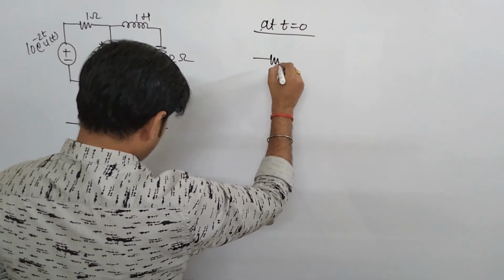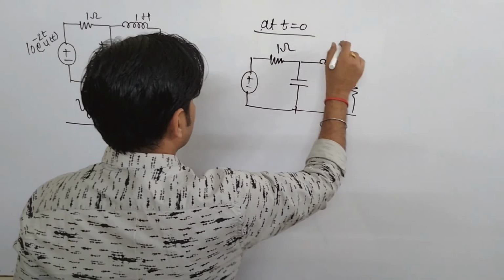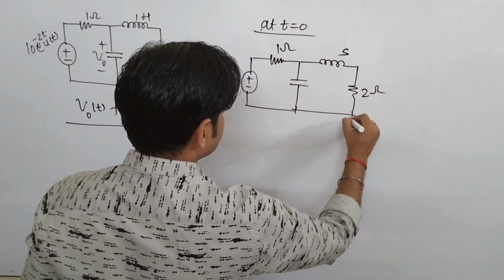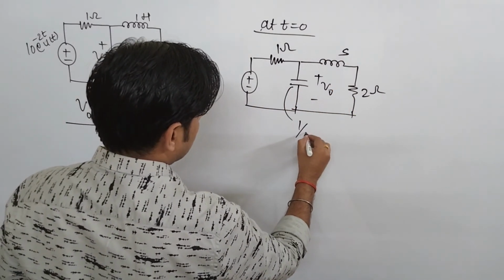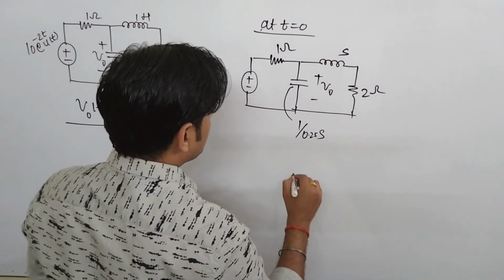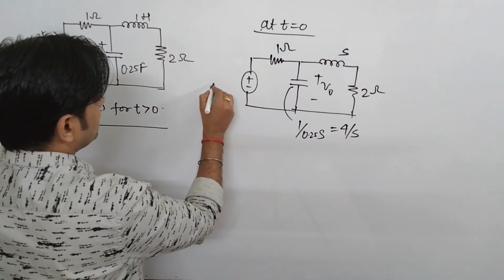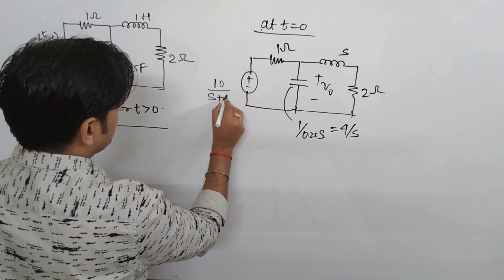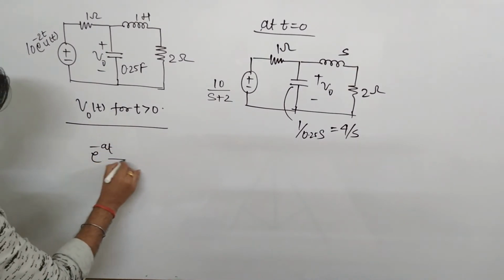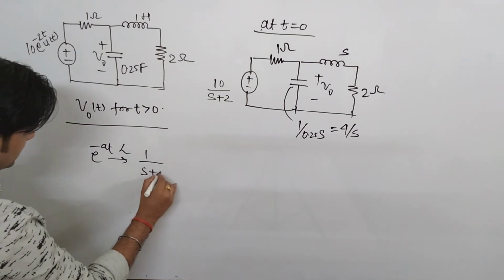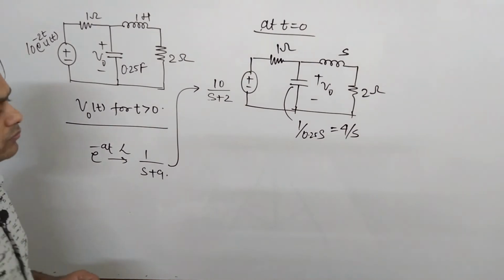So that comes to be, now this is SL, so that comes to be S because it is 1 ohm, 1 Henry, this is 2 ohm. Here the voltage is V naught. This is 1 by SC, so it is 0.25 into S, or you can say it is 4 by S. And this is 10 upon S plus 2. Okay, e to the power minus at has a Laplace transform of 1 upon S plus a. With this I have mentioned here as 10 upon S plus 2.